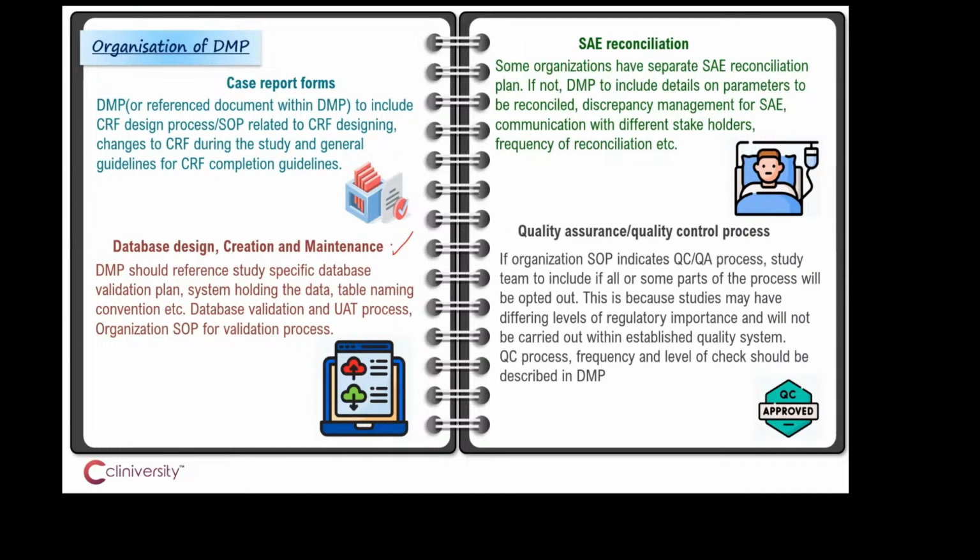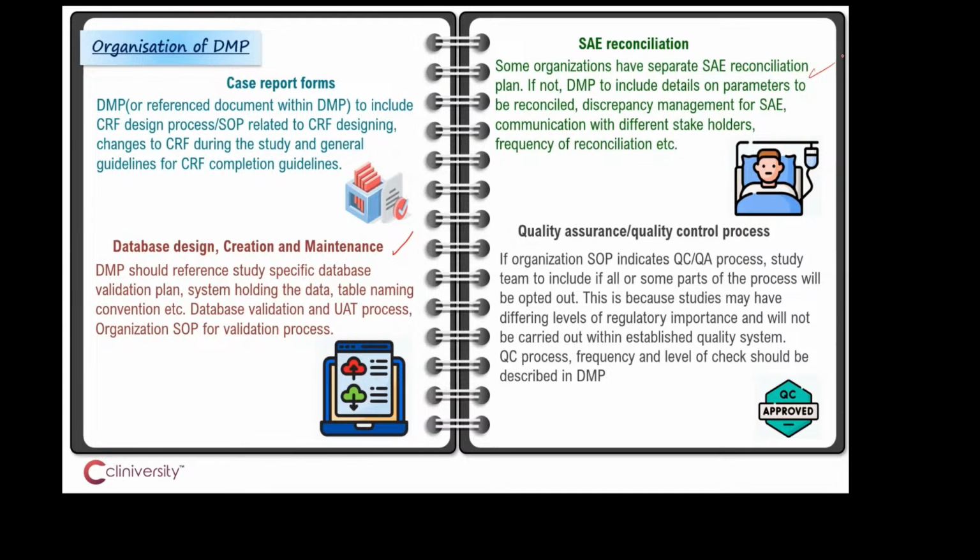Then SAE data reconciliation. So some of the organizations usually have a separate SAE recon plan. So there is a very detailed safety reconciliation plan. There could be multiple naming conventions, SAE reconciliation, safety reconciliation. So they can have a separate plan, or if not, then they would usually put the details within the DMP itself.